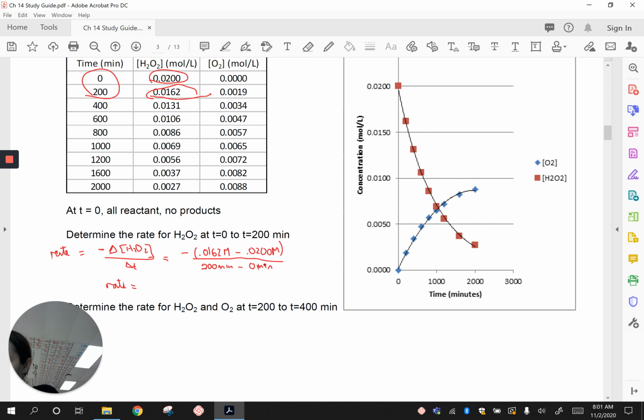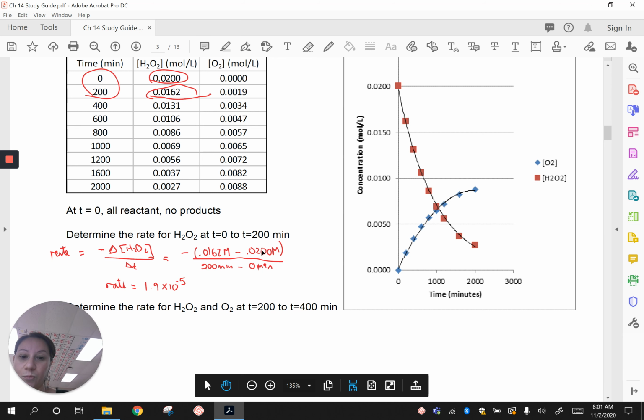So the rate ends up being 1.9 times 10 to the negative 5th. And the units for that are going to be molar per minute. It's usually concentration per time.